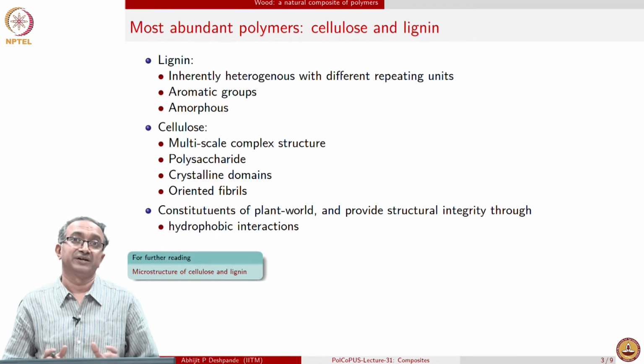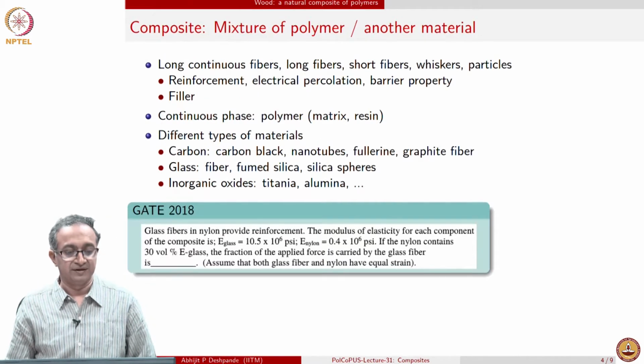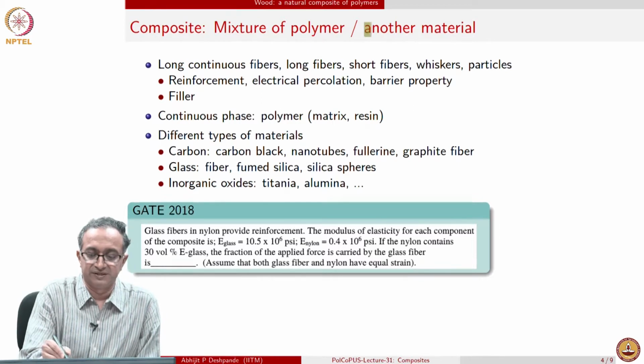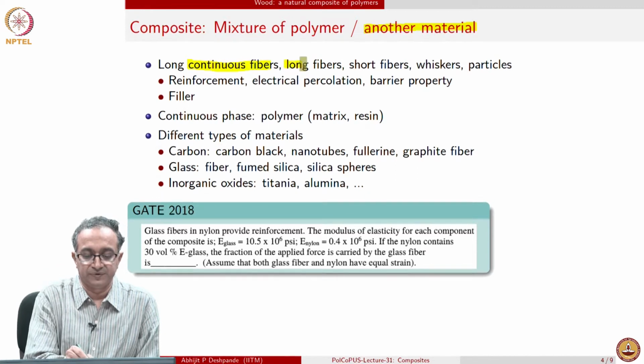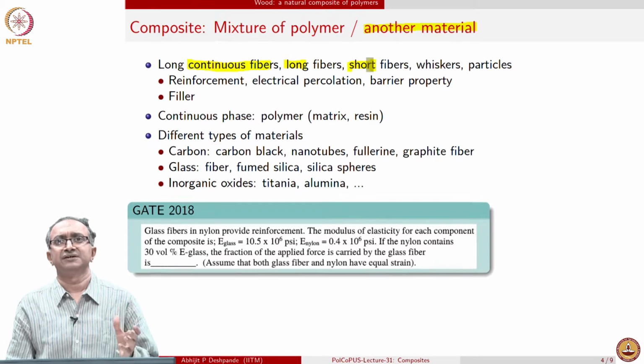So please go, and I urge you to read information about the microstructure of wood or the microstructure of cellulose and lignin themselves. For our course purposes, we will be looking at synthetic polymeric composites, where we use reinforcement, which is the other material, and this could be in the form of continuous fibers, long fibers, or short fibers. The general nomenclature is that short fibers are basically a couple of mm, 3-4 mm, and they are called short fibers.